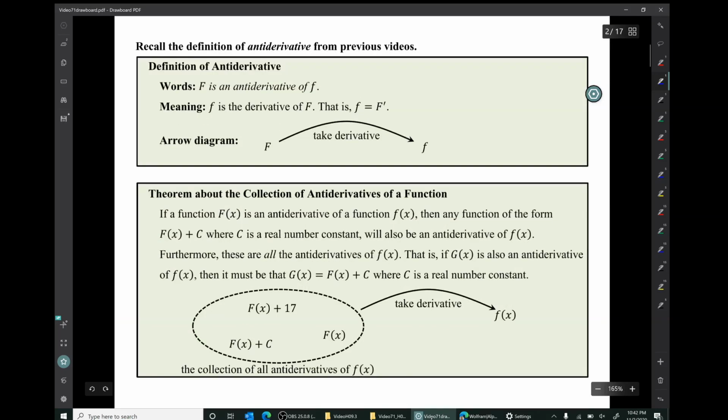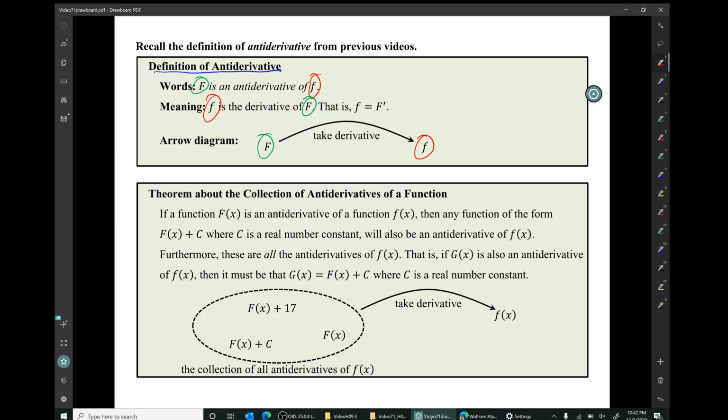Let's start by recalling some things that we've discussed so far in Chapter 5. The definition of antiderivative: to say that a function capital F is an antiderivative of a function little f means that little f is the derivative of capital F. That is, if you start with capital F and you find the derivative, you end up with little f.